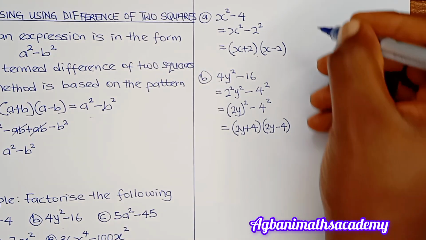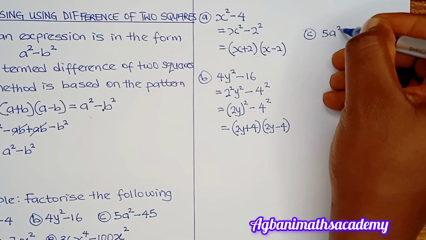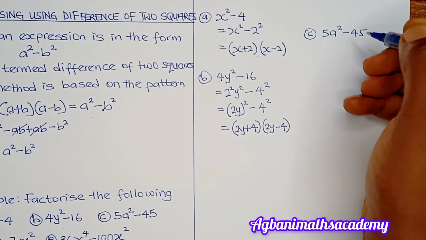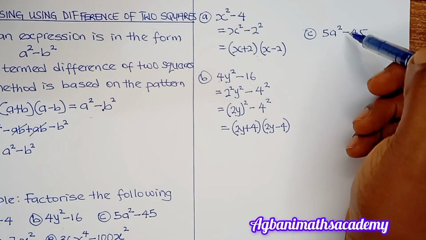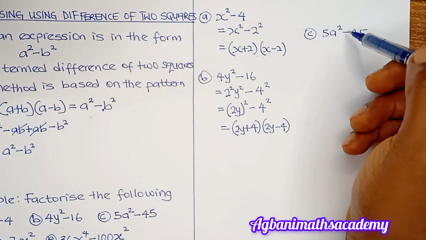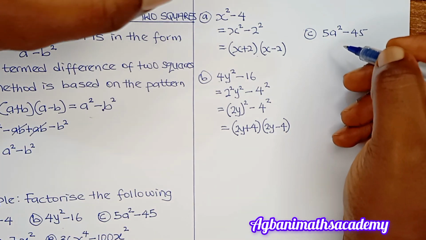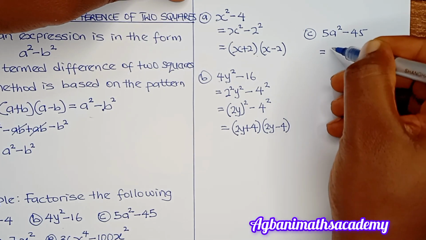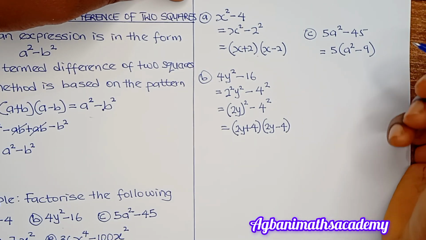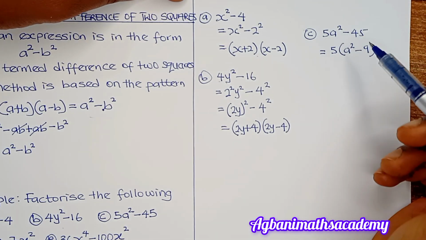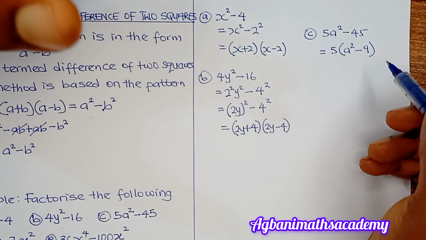Let's try the third one, C. You have 5a squared minus 45. Okay, so in this particular example, first we have a difference, which is a minus sign. However, we have 5 common between 5a squared and 45. So we can factorize that out. So this will give us 5 parentheses a squared minus 9. Correct? Because 5 is common between both of them. So we brought it out. However, we've not factorized it completely. We can still factorize further.